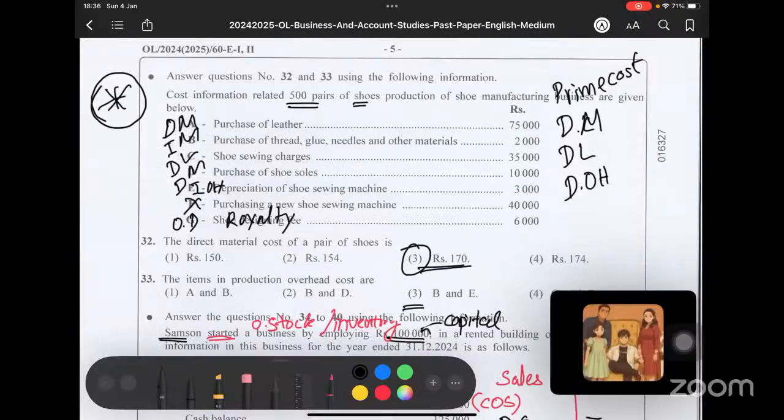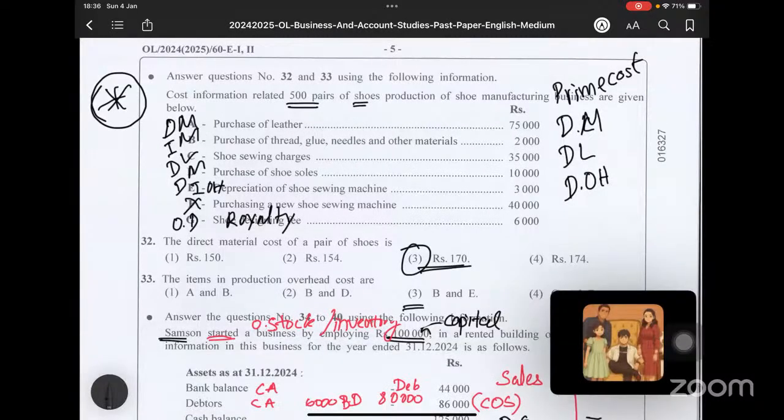So I'll be explaining the production cost, okay?